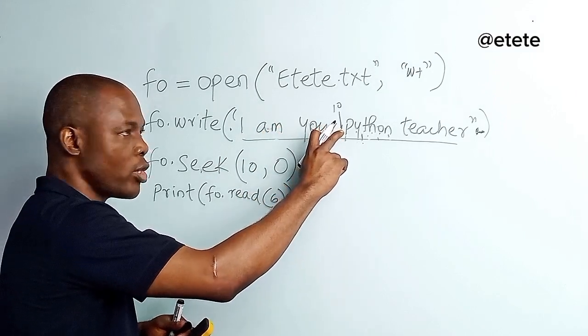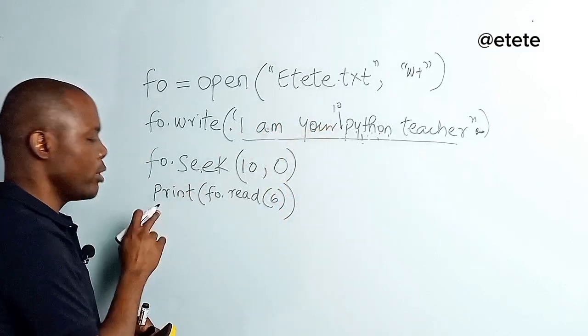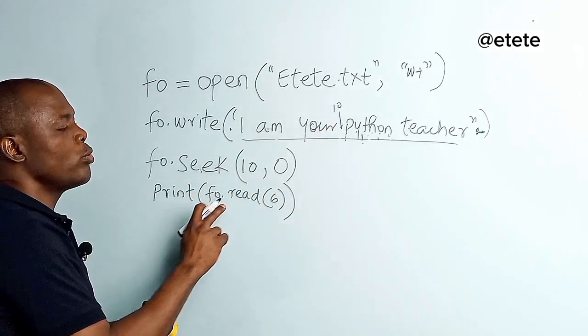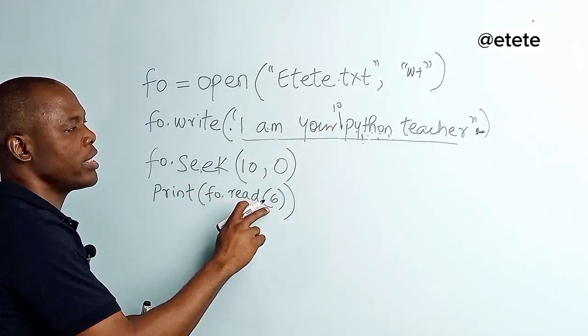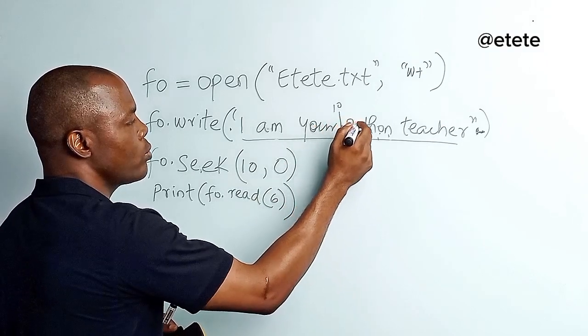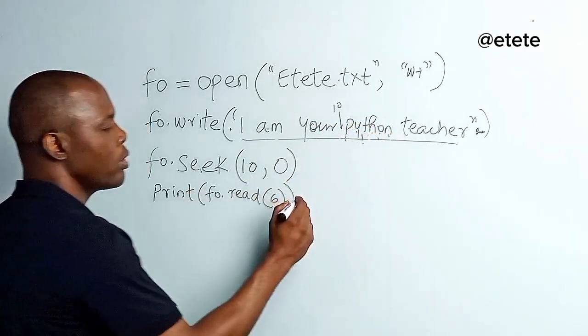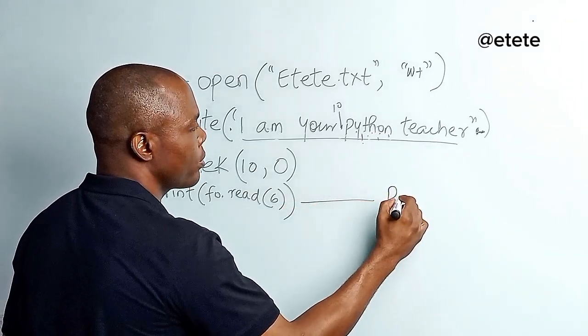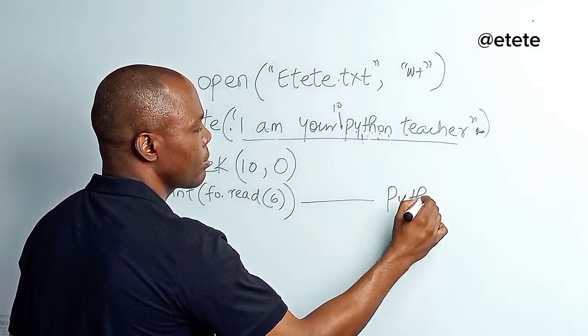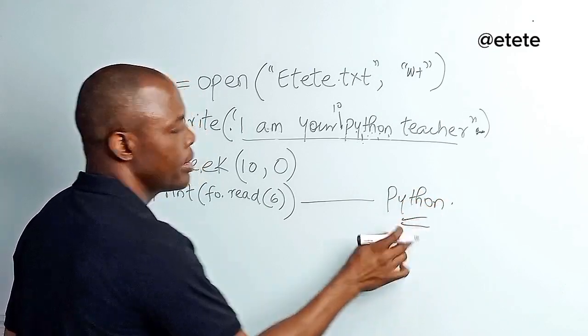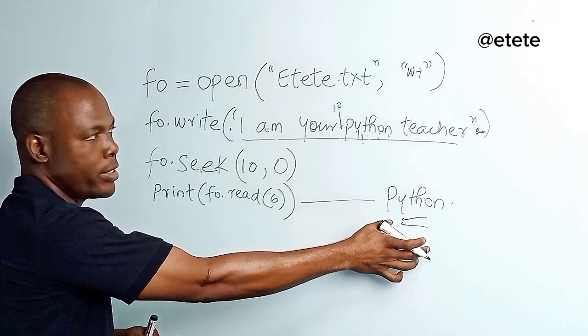Now, as soon as the cursor gets to this place, then it will carry out this next line. It will call the read method to read 6 characters. So that will be 1, 2, 3, 4, 5, 6. And then it will print it out. So this one will give me an output, Python, on my screen, right?